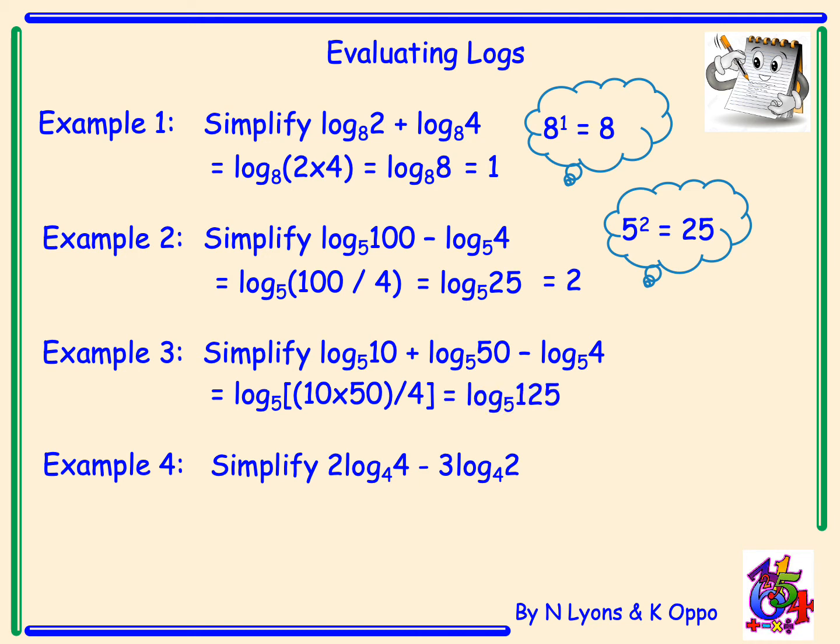And that gives me 500 divided by 4, I thought it was going to work. 10 times 50 is 500, divided by 4 is 125. So to work that one out, 5 to the power of what equals 125. 5 squared is 25, and 25 times 5 is 125. So I've got 3. So log 125 to the base 5 must equal 3, because 5 cubed, 5 to the power 3, equals 125.